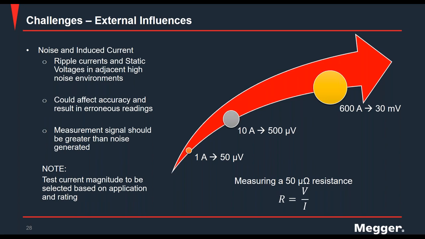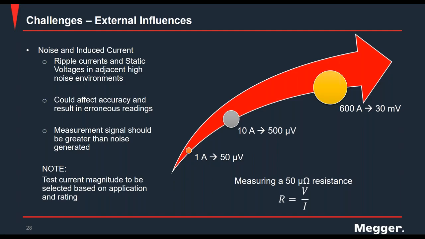So let's look at this infographic to the right side of your screen. Let's assume that a resistance of 50 microohms has to be measured. If you use a test current of 1 amp, the voltage that has to be measured is about 50 microvolts. If the same resistance is measured using 10 amps, then the voltage to be measured is much higher, at about 500 microvolts. You can see that with an increase in the test current magnitude, the voltage that needs to be measured also increases. That ensures that the voltage signal magnitude is greater than the background noise.